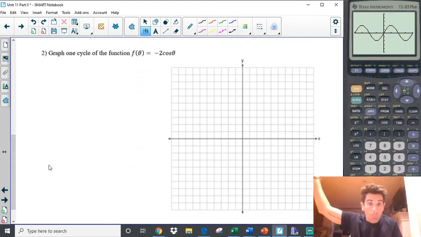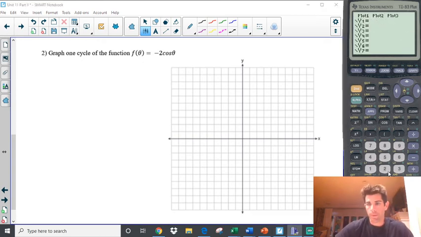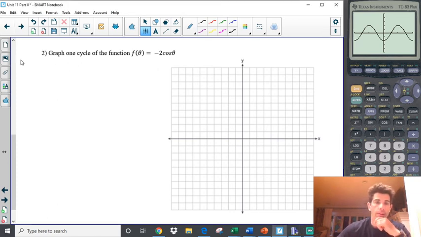Try this one on your own. Or not. What does it say? Negative 2 cosine x graph. So there's your answer. There's your cosine graph. Now, directions.